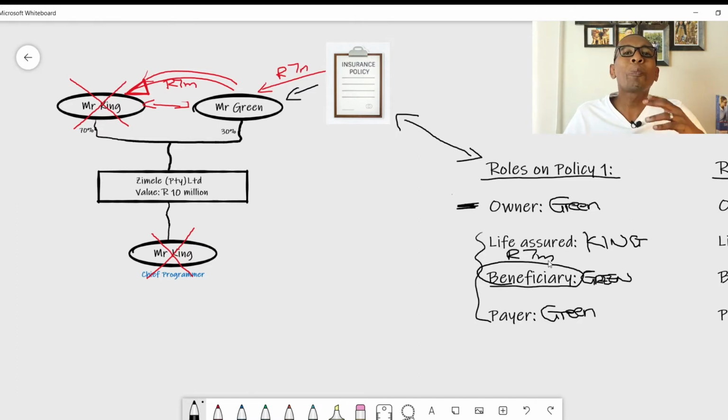So he's not obliged by anything at this stage to say, well, I need to go and use the 7 million rands to purchase Mr. King's shareholding in the company. He could determine, for example, that, you know what, I actually don't like this company anymore, and I've got 7 million rands in my pocket. Let's just can the company. So he's got full access to the 7 million rands as the owner. He controls the policy, and he's the beneficiary of the policy.